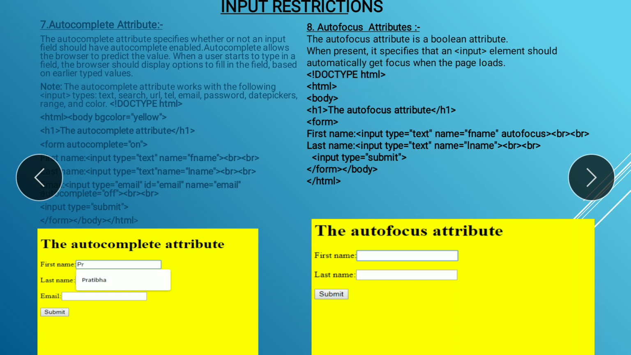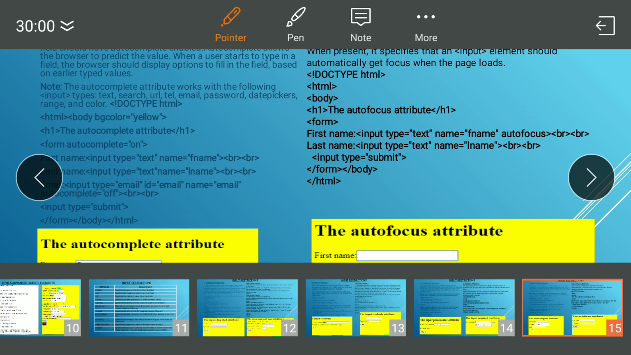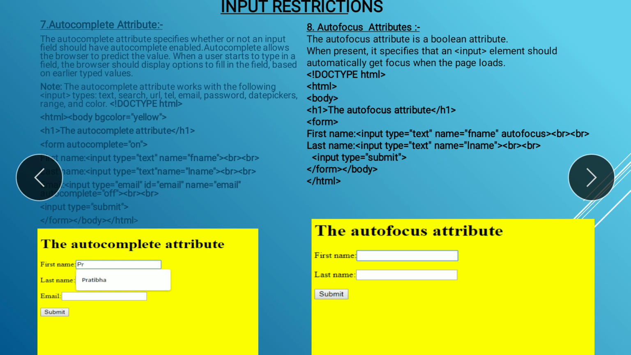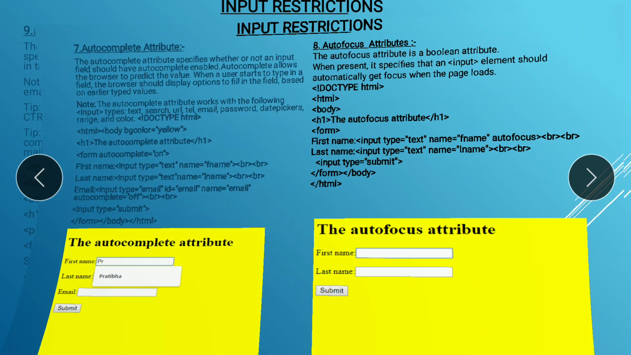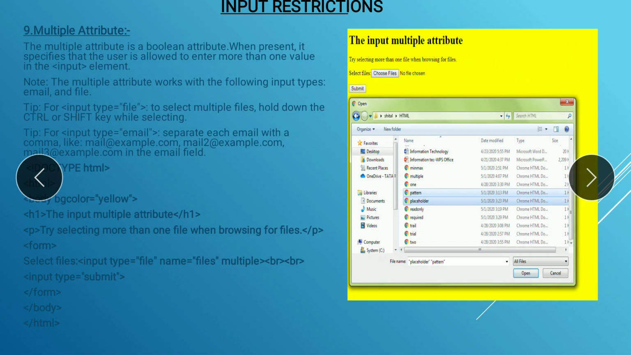For example, in that program I write autofocus in first name. So when I run that page, you can see the first name text box is focused by default. If I want to focus last name by default or submit button by default, then in that input tag I have to mention the autofocus attribute. That's it. Okay, so next is the multiple attribute.